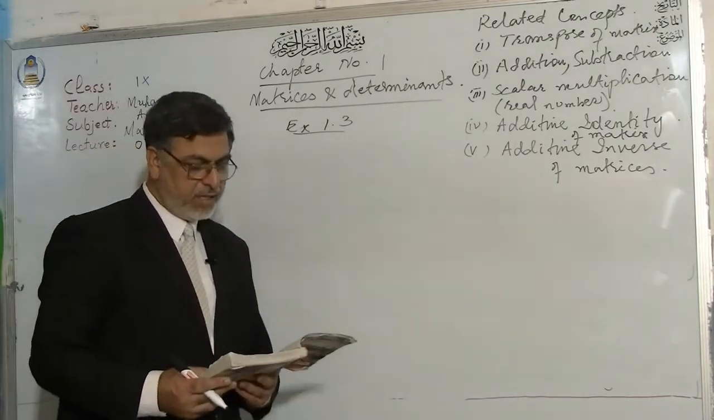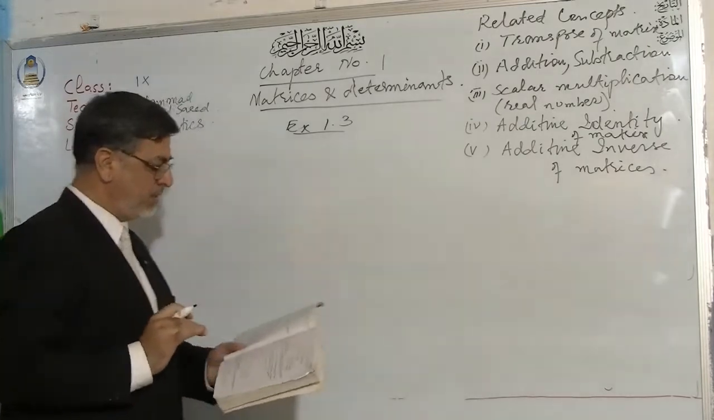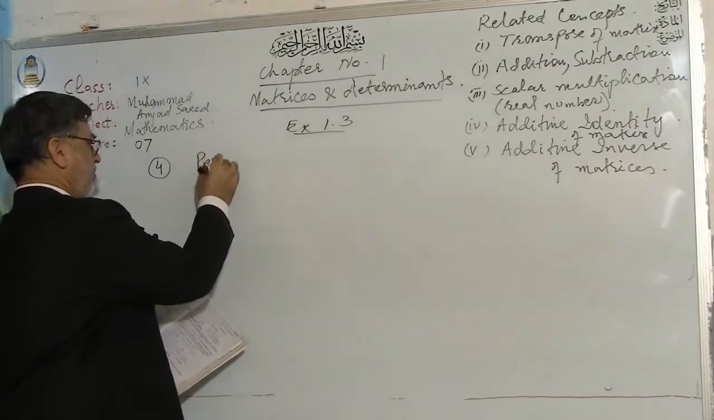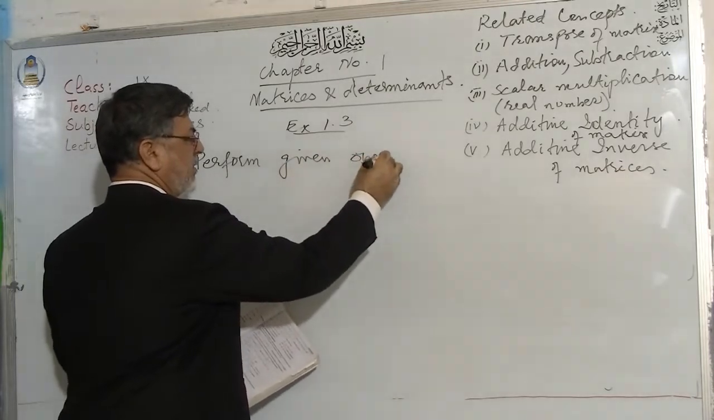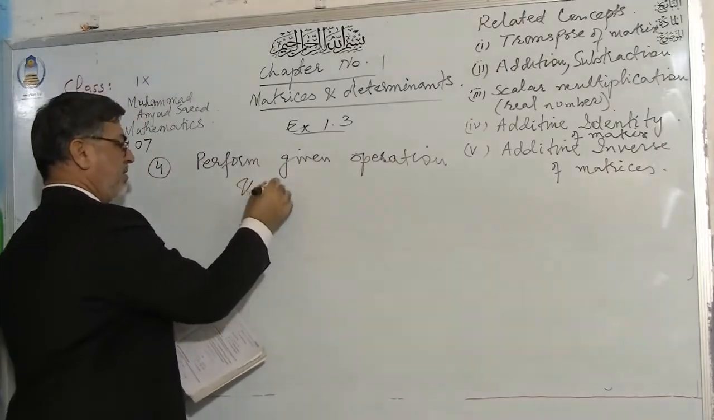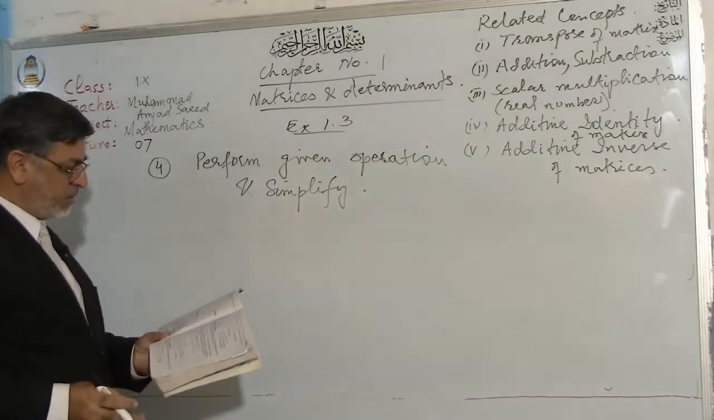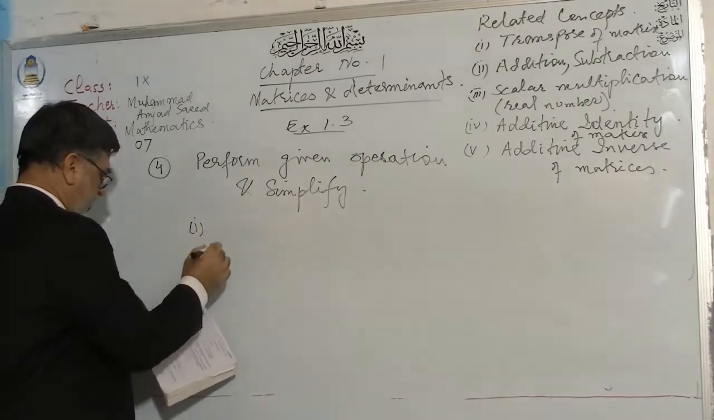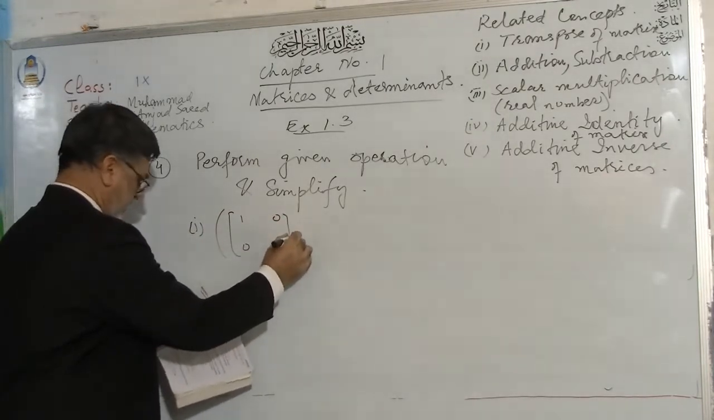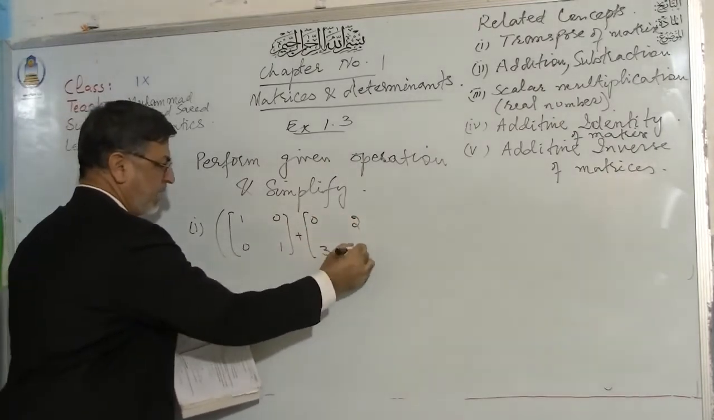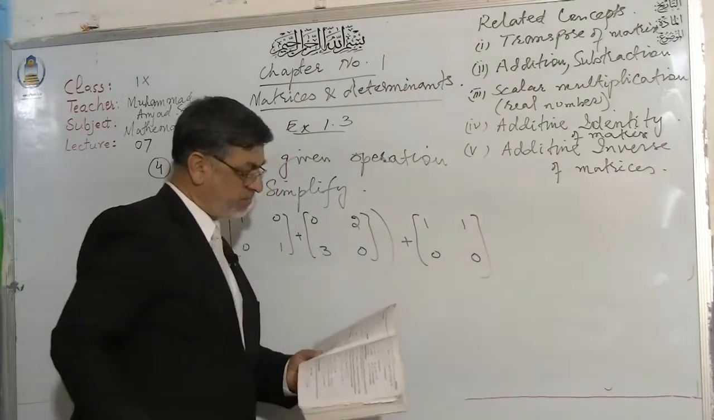the questions. After that, question number 4. It is the extension of your question number 3, in fact. Perform the given operation and simplify. Here we have part number 1 and 2. They are similar. So you can have part number 1, 1001, then plus 0, 2, 3 and 0, and plus 1, 1, 1, 0, sorry.